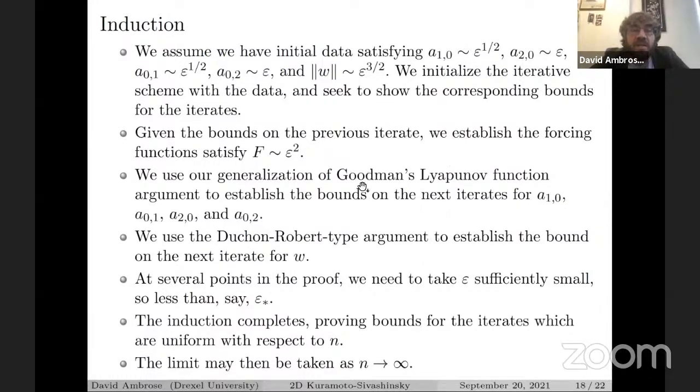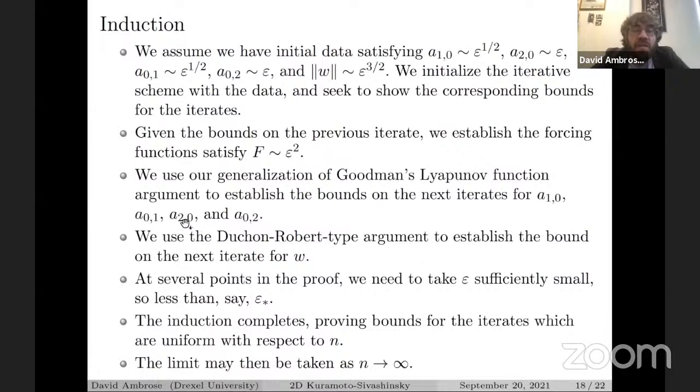Okay, so then we use the generalization of Goodman's Lyapunov function to get the bounds for A10, A01, A20, and A02. That tells us that these modes are all like epsilon to the 1/2. Now, that's not actually what we want for the 2 modes. I skipped a line in the slide here. So the Lyapunov function shows that all of these modes are controlled like epsilon to the 1/2.